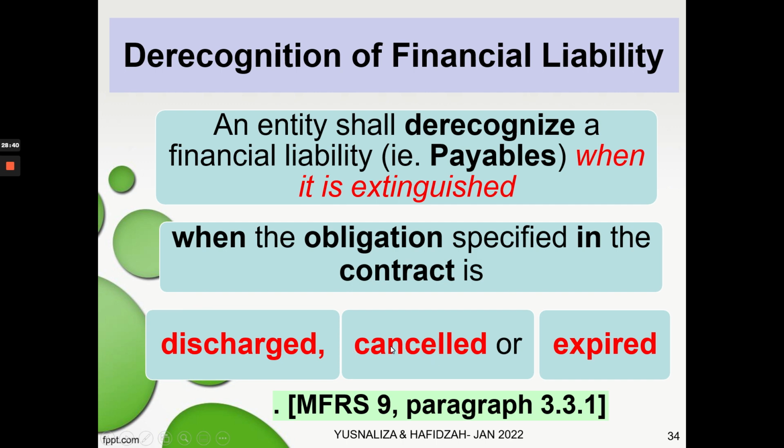Cancel, maybe you are given a discount that you don't have to pay at all. So let's say that it was converted from a debt into just a donation by those accounts payable. You don't have to pay the debt. They consider it as a donation. That is also a derecognition because you don't have to pay anymore. It was cancelled, or maybe it has expired.